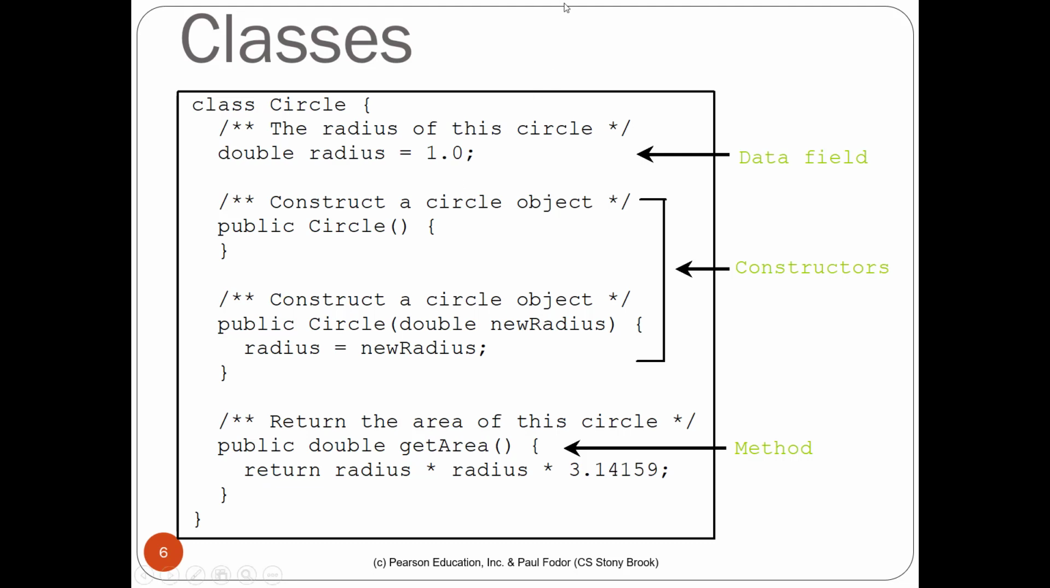Okay, data field here, then a couple of constructors, then a method. You can think of writing more methods also. You could write a method which will return the perimeter of the circle. You can write further more methods. I'll explain about those. Those are getters and setters, but we'll discuss that later. For the time being, we are fine with this class definition.